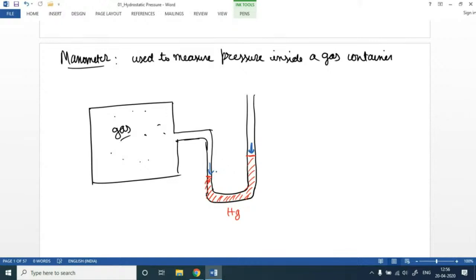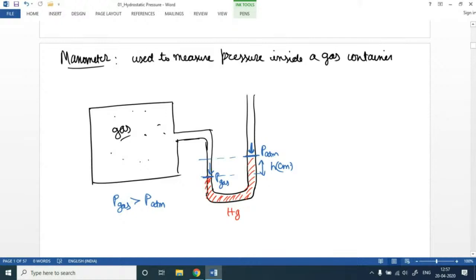So this diagram is for a specific case when the gas pressure is greater than atmospheric pressure. Let's say the pressure here, because this surface of liquid is exposed to gas, would be nothing but P gas, and this part is exposed to atmosphere. The pressure here is going to be atmospheric pressure.